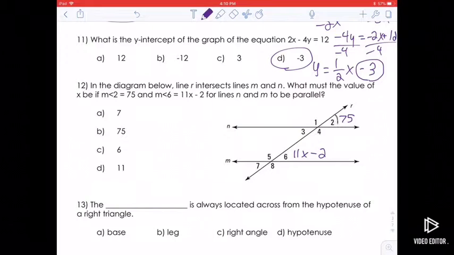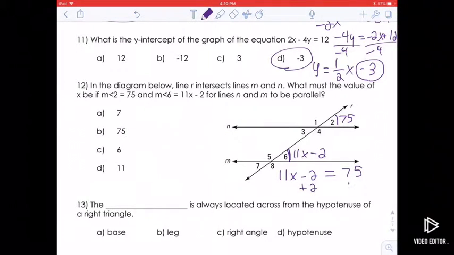Well, if we look here, these two angles are corresponding angles, and these angles would have to be congruent if these two lines were parallel. So I'm going to set those equal to each other. I'm going to go ahead and solve for x.